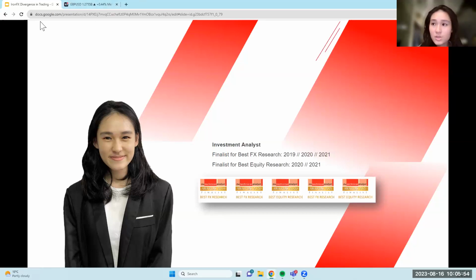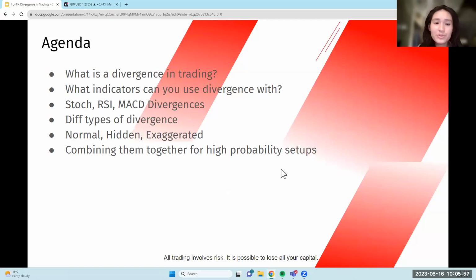Okay, so here's our agenda for today. Firstly, we'll go through what exactly is divergence in trading, and then what indicators you can use, and then we'll go through a couple of these indicators, so stochastic, RSI, MACD divergences, and so on. And then we'll go through the different types of divergences, such as normal, hidden, and exaggerated, and then we'll combine them together for high probability setups. If you see me looking towards the side during the webinar, it's because I have another screen here. But let me know in the chat throughout the webinar if you have any questions. I'll also be keeping an eye out on the chat. Okay, let's go ahead and get started.